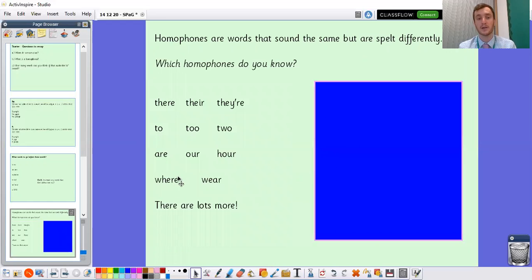This where, again, is a location. Where are we going today? And this where is a type of clothes or belongings we might wear. So I wear a shirt. There are lots and lots more. That is just a small selection of them. So if you had some different ones, wonderful.